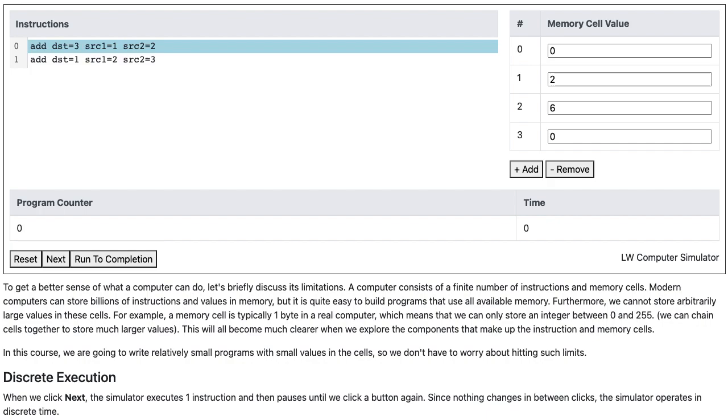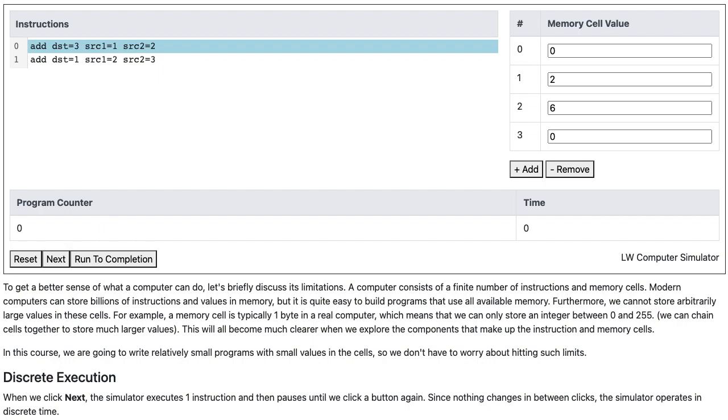To get a better sense of what a computer can do, let's briefly discuss its limitations. A computer consists of a finite number of instructions and memory cells. Modern computers can store billions of instructions and values in memory, but it is quite easy to build programs that use all available memory. Furthermore, we cannot store arbitrarily large values in these cells.